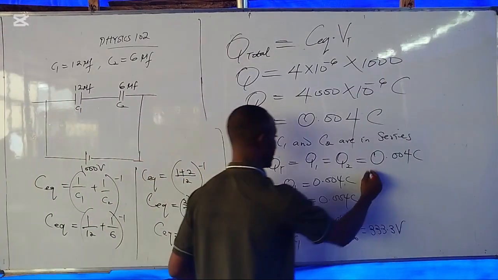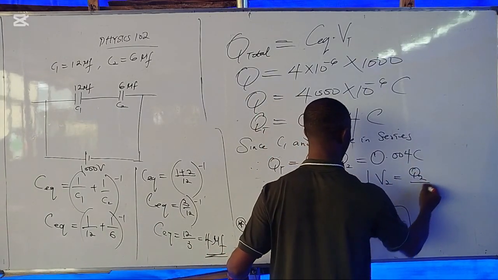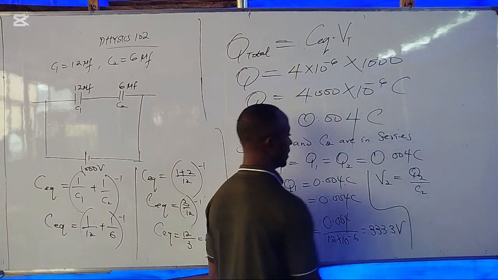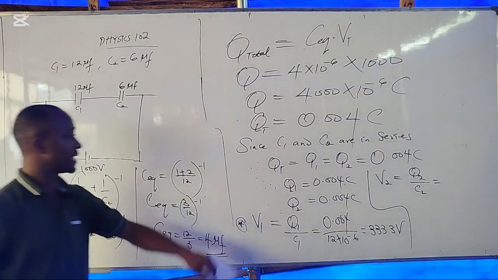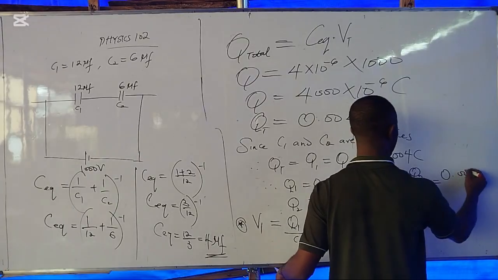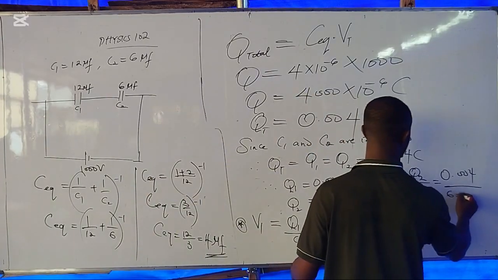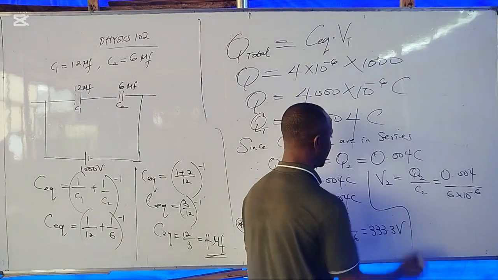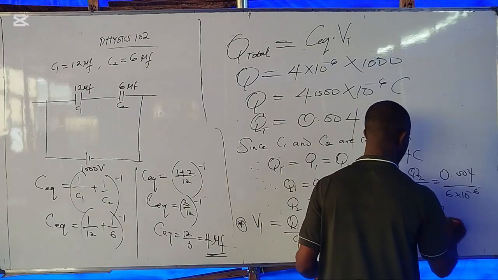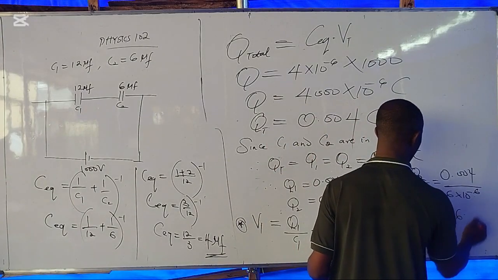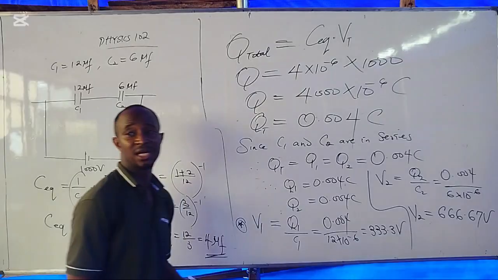Alright, so the next one is our V2, which is Q2 over C2, right? And that will give us what? Q2 is 0.004, divided by C2, which is 6 times 10 raised to power minus 6. What's that V2? 666.67 volts. Are you following?